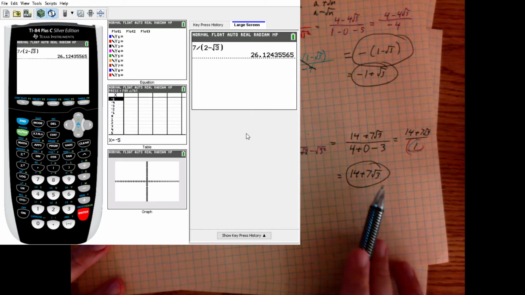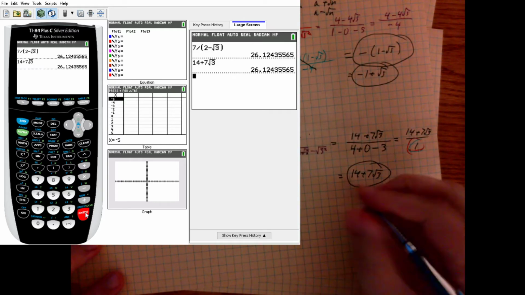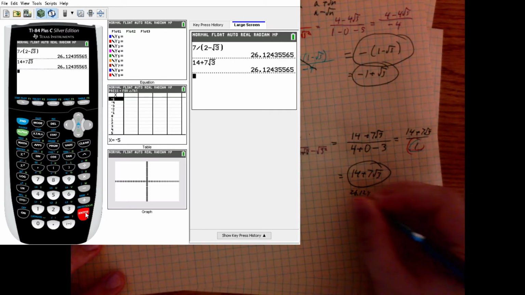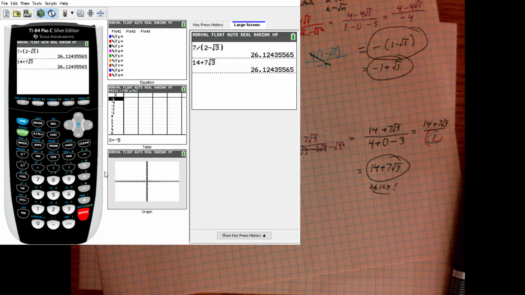Now if I type in this, it should match. That's how we know we did the math right. So I type in 14 plus 7 square root of 3. And look at that. It's also 26.124. So we know it worked. That's pretty crazy. It's pretty incredible. So make sure you take the time to verify your solutions. I don't want to see a single wrong answer, and you can do it easily just by typing in the calculator and verifying that the results work.